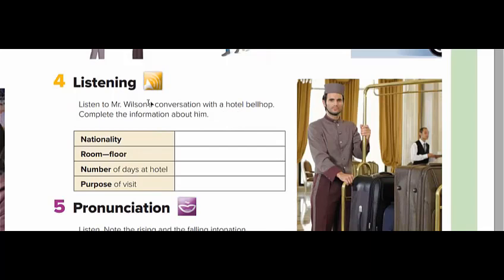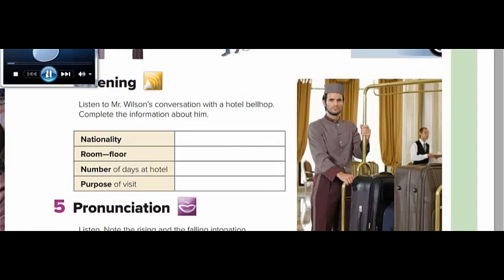He works in a hotel and Mr. Wilson is making this conversation with him. Complete the information about him. We should complete. What should we write here about the nationality of Mr. Wilson? Room or floor? Number of days at hotel? Purpose of visit? Nationality, what's the meaning of nationality? Yes, الجنسية. Room or floor, الغرفة والطابق. Number of days at hotel, عدد الأيام الإقامة في الفندق. Purpose of visit, هدف الزيارة أو الغرض من الزيارة. Okay, I'll play the audio track. I want you to listen carefully.